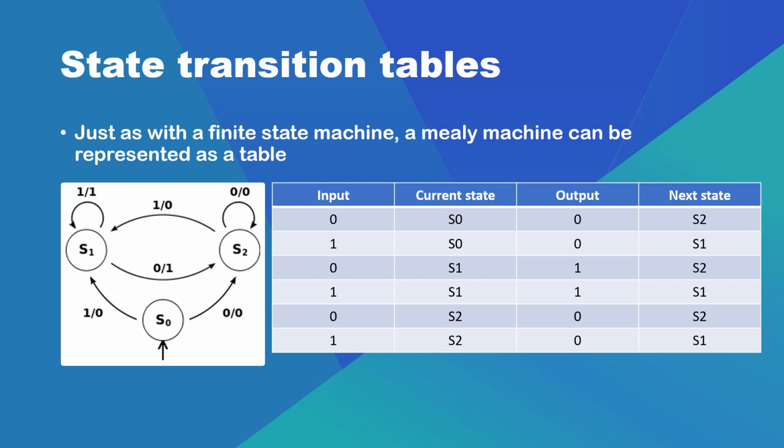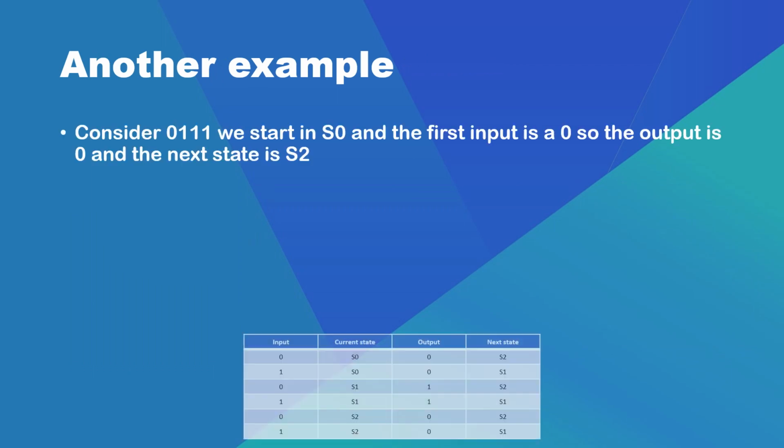Just like with finite state machines, you should be able to read and interpret either the diagrammatic form or table form of a Mealy machine. You should also be able to convert from one format to the other. Let's take a look at another example using just the table. This time, let's consider an input of 0111.